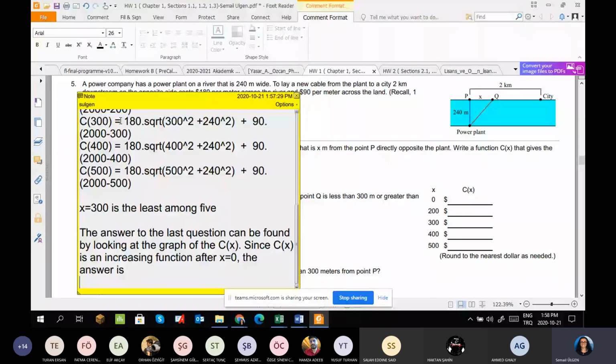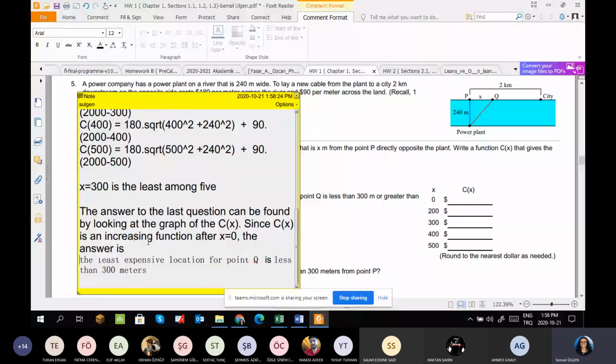Okay, the answer is the least expensive location for print Q is less than 300. But let me try if I can make it bigger. Yeah, it's now on 12. Okay, so that's the answer.